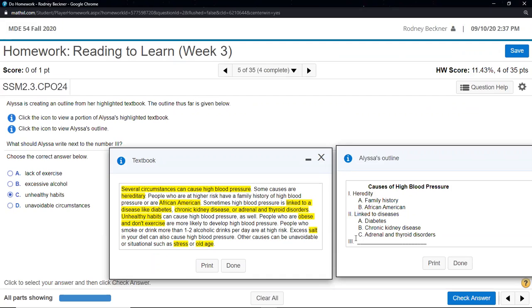So this is a main idea, not a sub idea. Lack of exercise seems like a sub idea. Excessive alcohol seems like a sub idea. Unavoidable circumstances like stress and old age seem like a sub idea. Unhealthy habits would be a collection of lack of exercise, excessive alcohol, and unavoidable circumstances. So let's see if that's going to work. There we go.